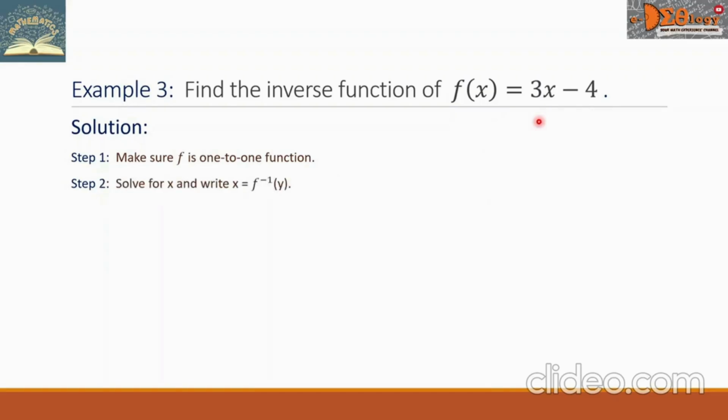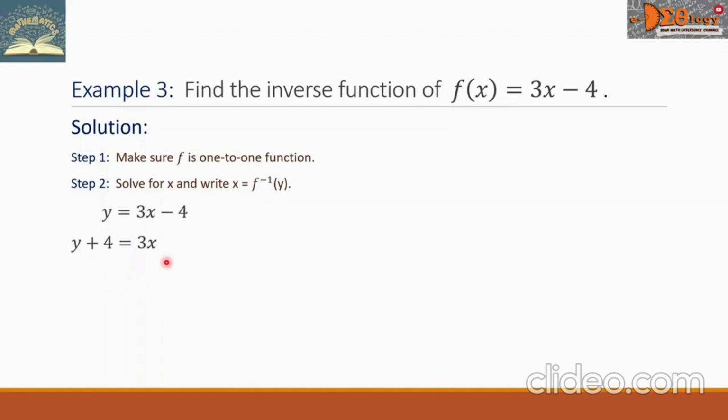Now step 2. We solve for x and write x equals f inverse of y. So we write this equation down here, but instead of f of x, I will use y. So we have y equals 3x minus 4. Now we solve for x. This negative 4 we transpose to the left. The negative 4 becomes positive. So we have y plus 4 equals 3x.